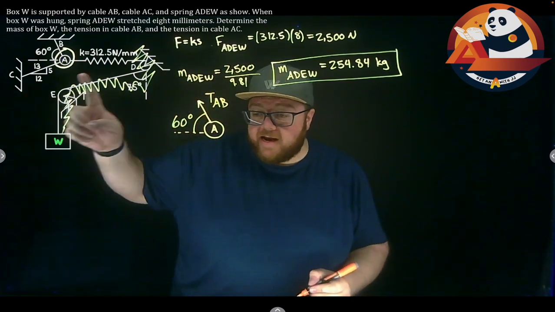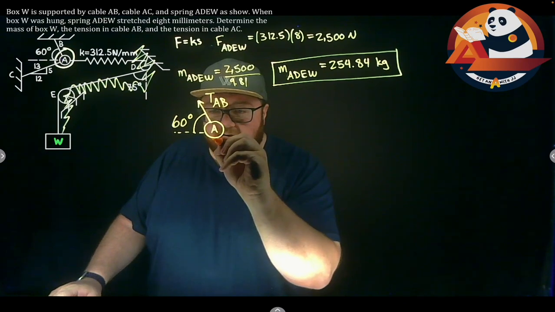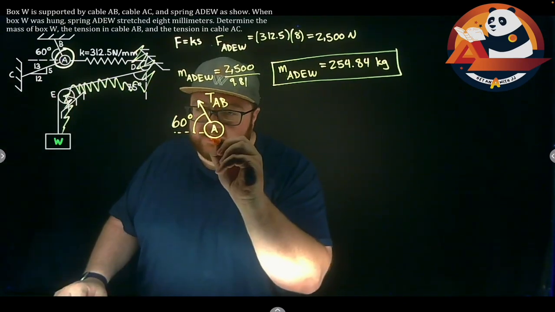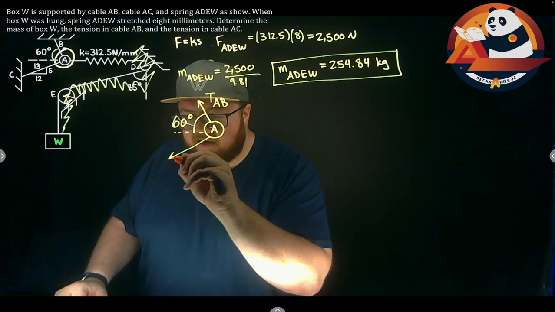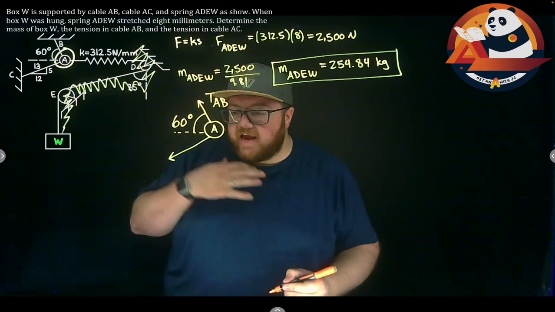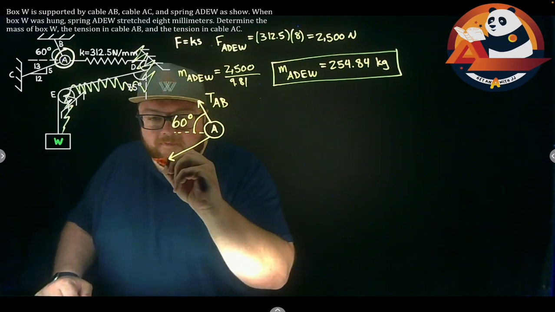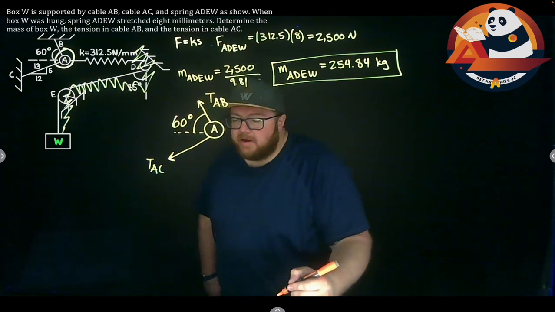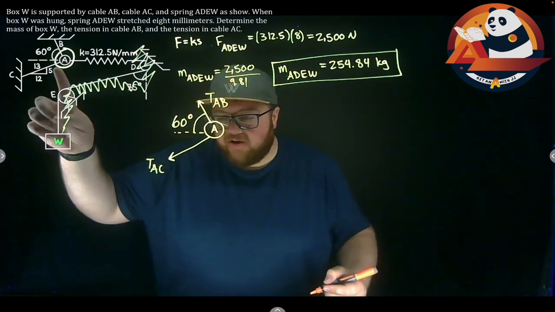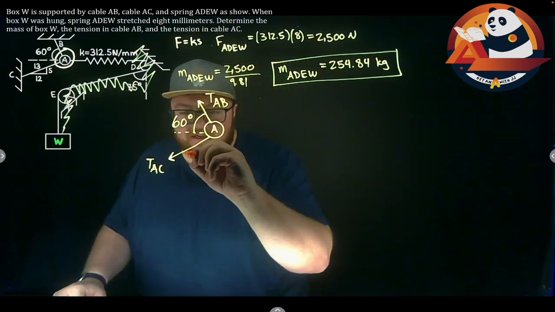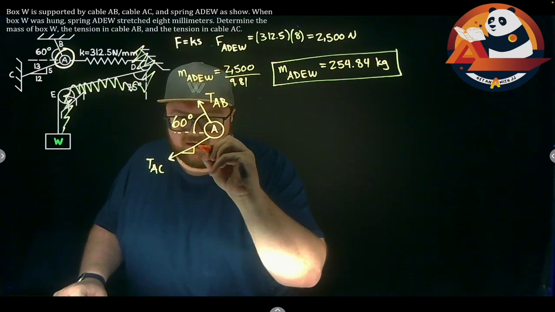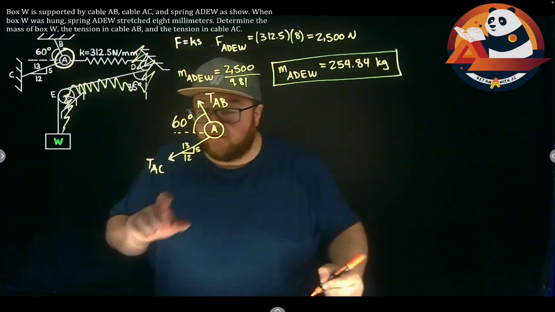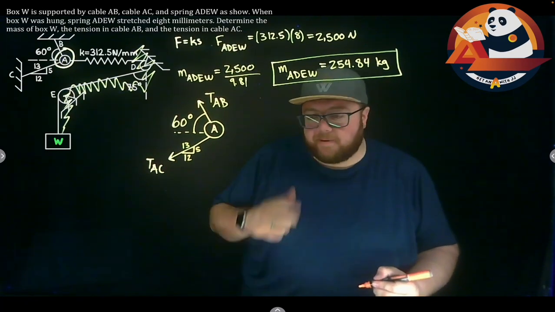I also have cable AC that I cut through. It's going down and to the left as it leaves my free body diagram circle. So I should show it pointing down and to the left. Let's call that TAC, the tension in cable AC. And I'm given triangle pieces for this. 5, 12, 13. So let's go ahead and label those in here as well. 5 vertical, 12 our adjacent, 13 is the hypotenuse.